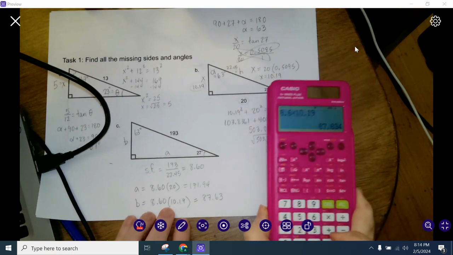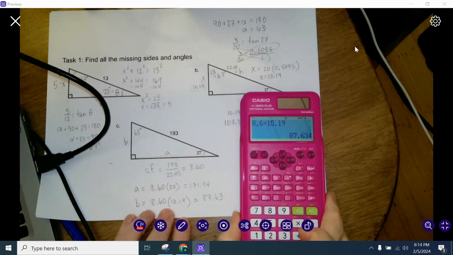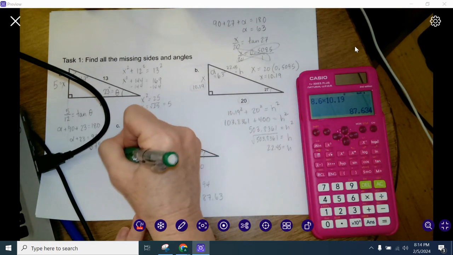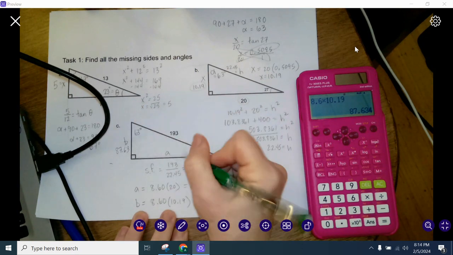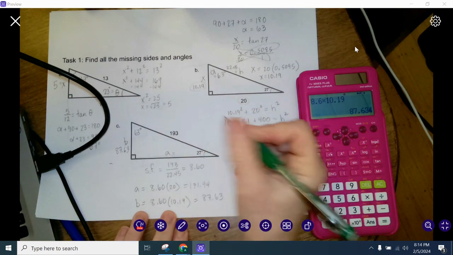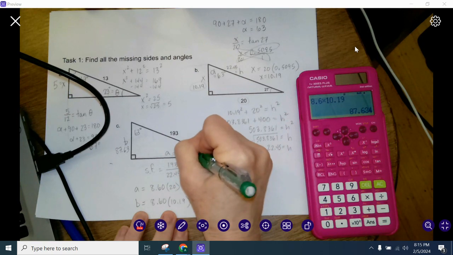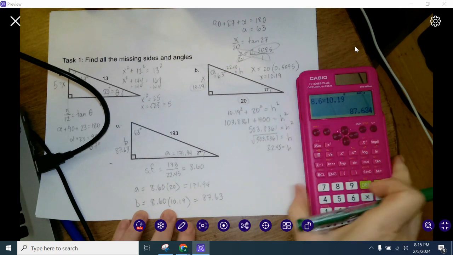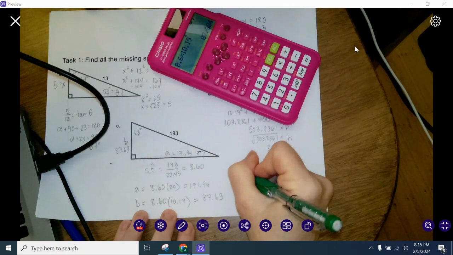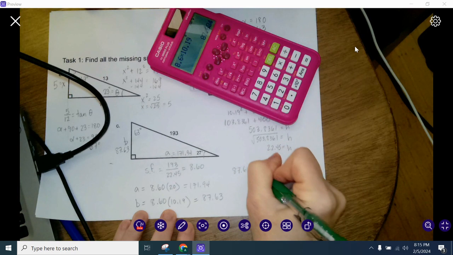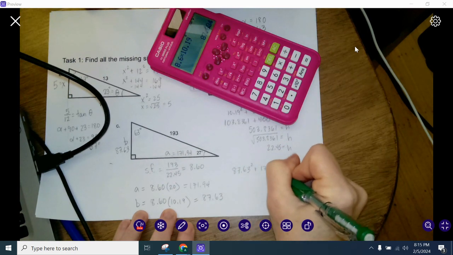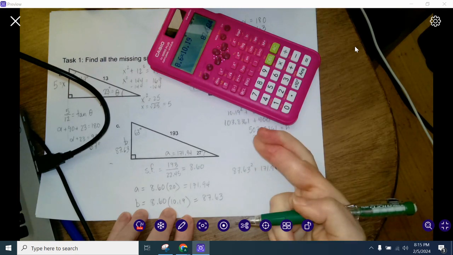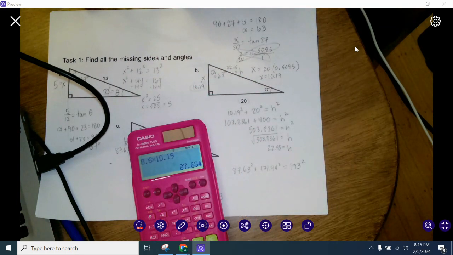Just to be doubly sure, I'm going to do the Pythagorean theorem on this and make sure that they actually work. So if this side is 87.63 and this side A is equal to 171.94, I should be able to square these, add them together, and get 193 squared. So let's give it a try. So 87.63 squared plus 171.94 squared should equal 193 squared. So fingers crossed. Let's see if it works. So I'm going to type it all in.